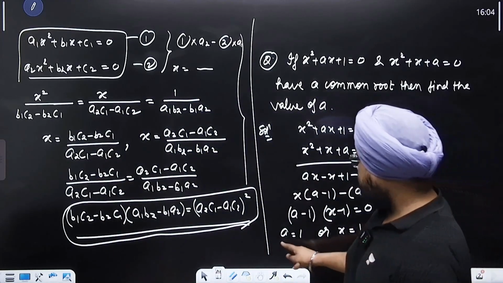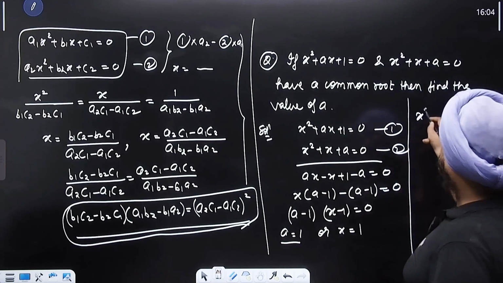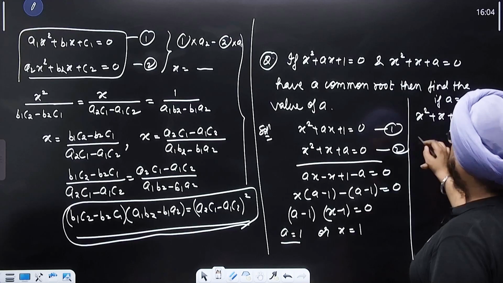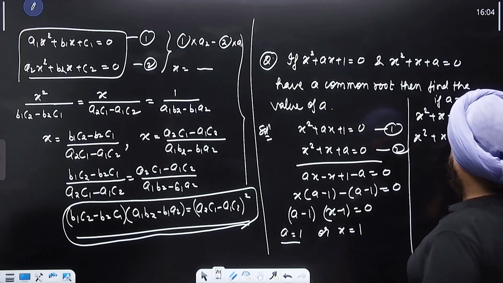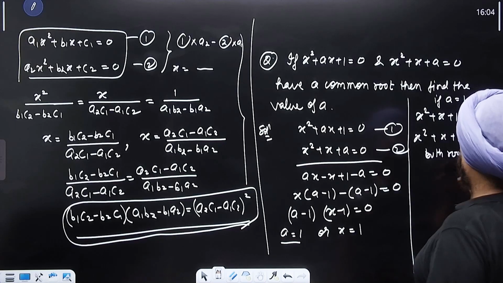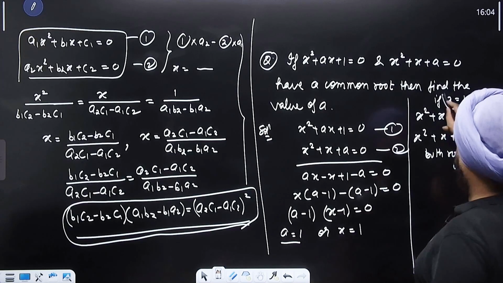Now the second condition is a equal to 1. What happens if a is equal to 1? If a is equal to 1, both the equations are same and both roots are common. So a equal to 1 is an answer.